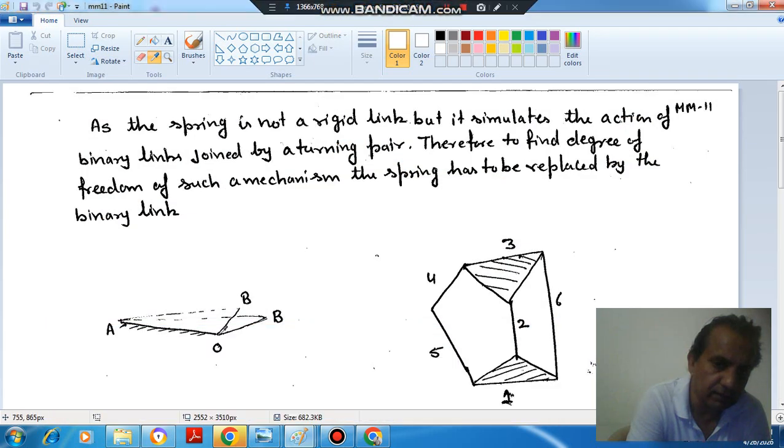Suppose we have this link OB. When it rotates, the distance between A and B varies. When it is at this position, the distance is this AB, and when it is at this position, the distance is this AB. So it is extending. It means binary links are similar kind of springs. So these two binary links 4 and 5 can be replaced by spring.